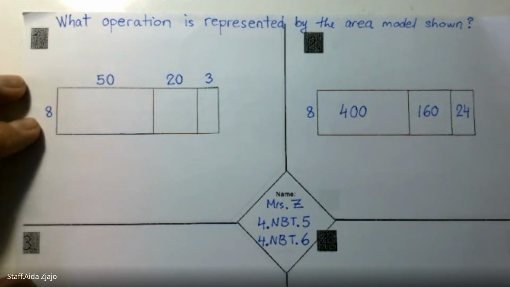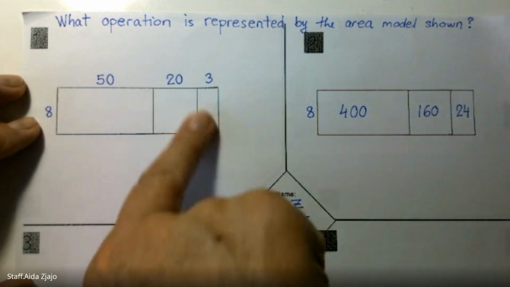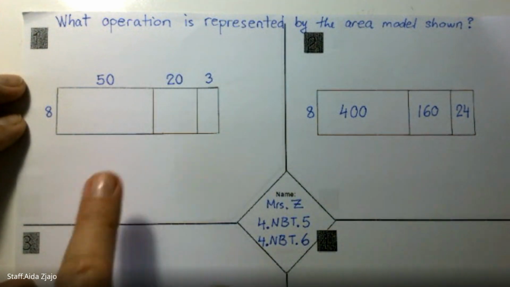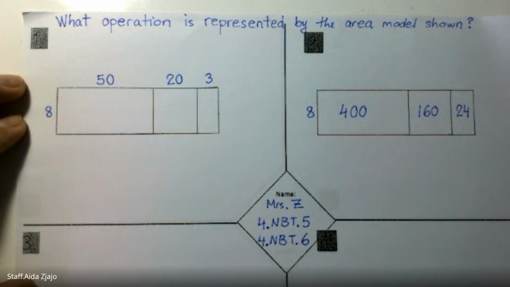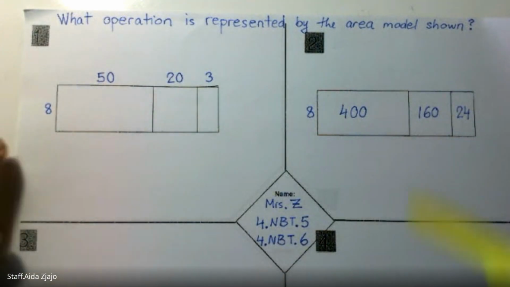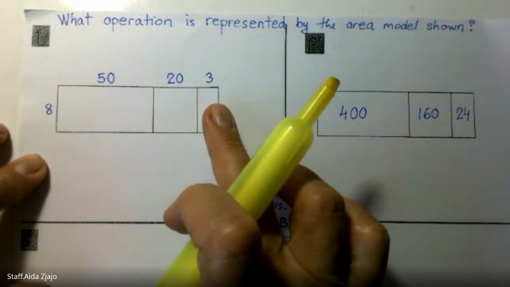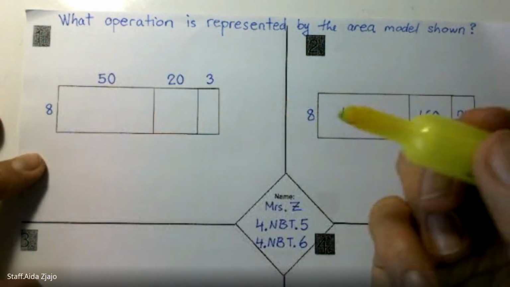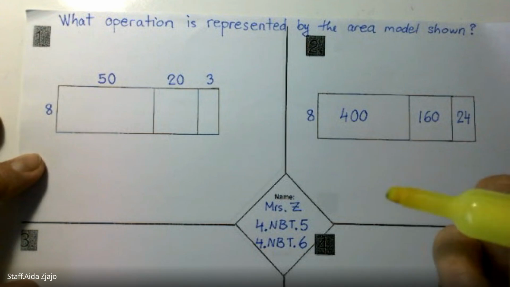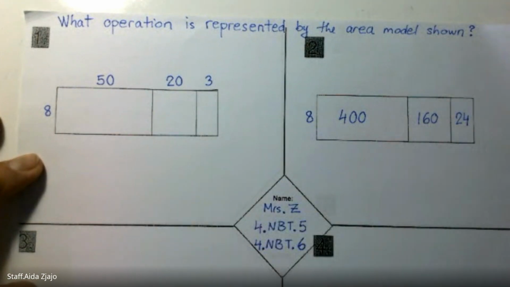Today we are going to talk about what to do if we have an area model shown like this, and how you can figure out what kind of operation this model represents. The first thing you need to know is that these are three areas, but all together it is a representation of an operation. It could be multiplication or it could be division, depending on where the numbers are shown.